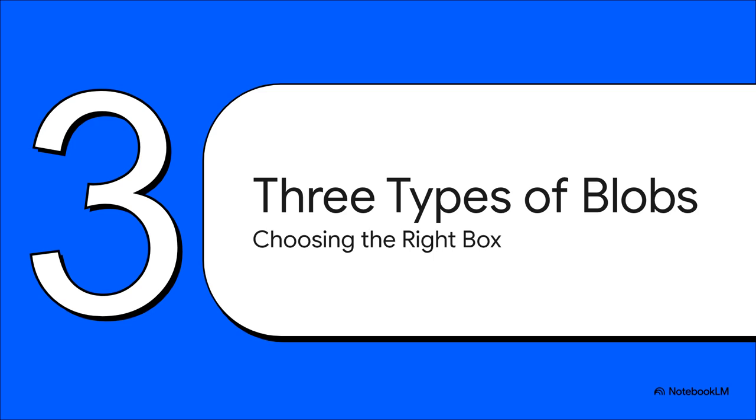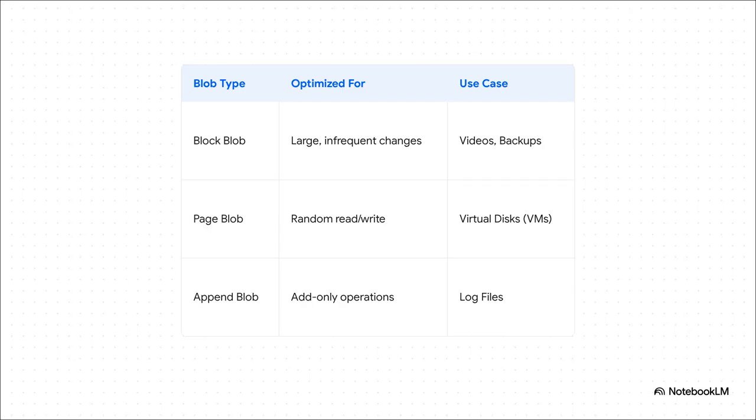Okay, so we've got our warehouse, and we've got it organized into rooms. Now, what about the actual things, the files that we're storing? Well, it turns out that not all data behaves the same way, so Azure gives us different kinds of boxes, or what it calls blob types, and each one is designed for a very specific purpose. You basically get three main choices, and each one is optimized for a different job.